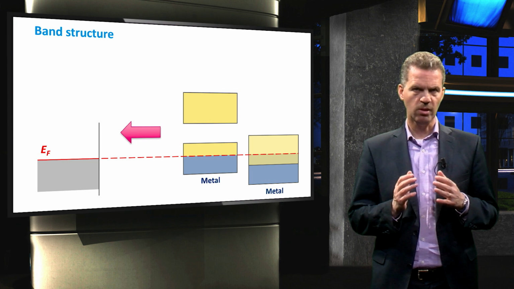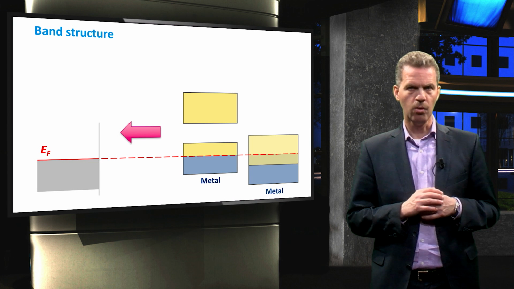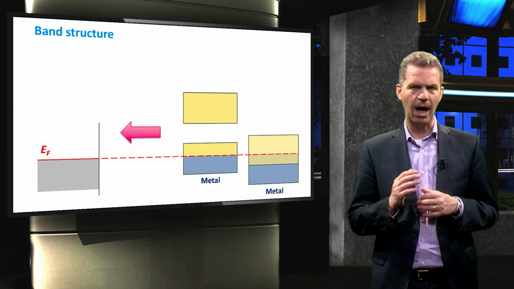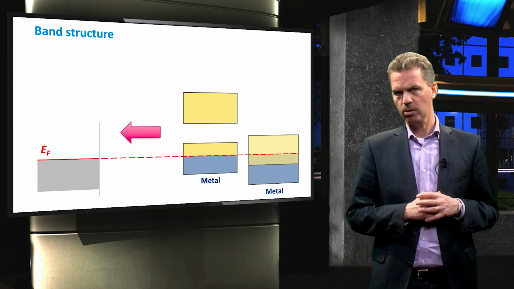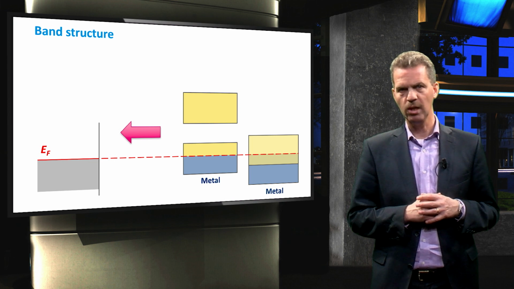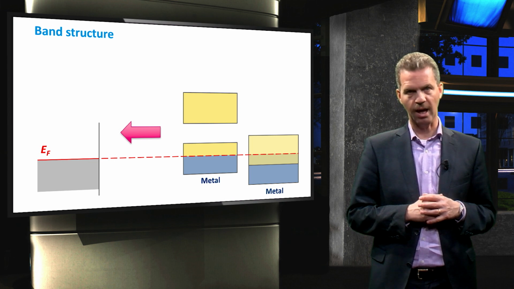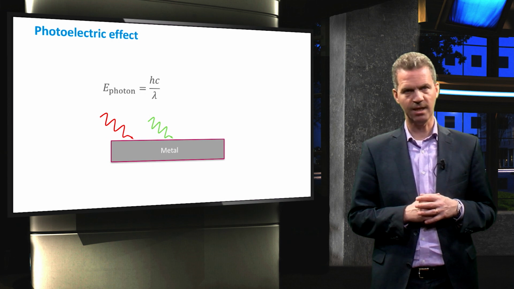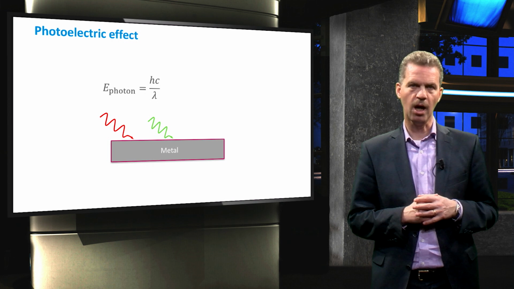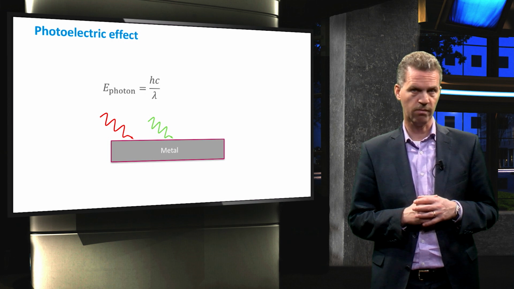However, when two different materials are in contact, we also need to take into account how well the electrons are bonded to this material. In order to get some understanding about this, we look at the photoelectric effect, first observed by Heinrich Hertz in 1887 and explained by Albert Einstein in 1905.